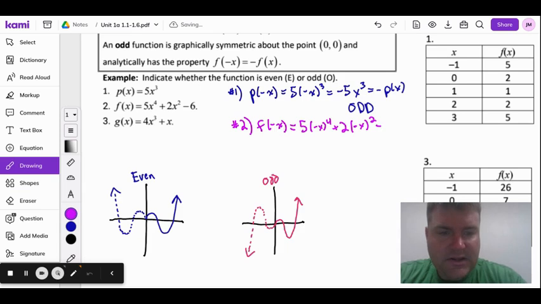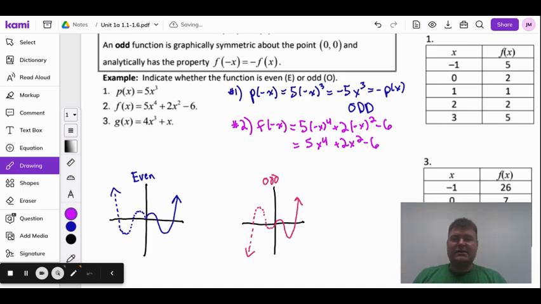And then minus 6. Well, what are all those even degrees do to those negative x's? They actually make them positive. So this is going to equal 5x to the 4th plus 2x squared. And that 6 didn't change at all. That looks exactly like f of x. So we're going to say that this is even.